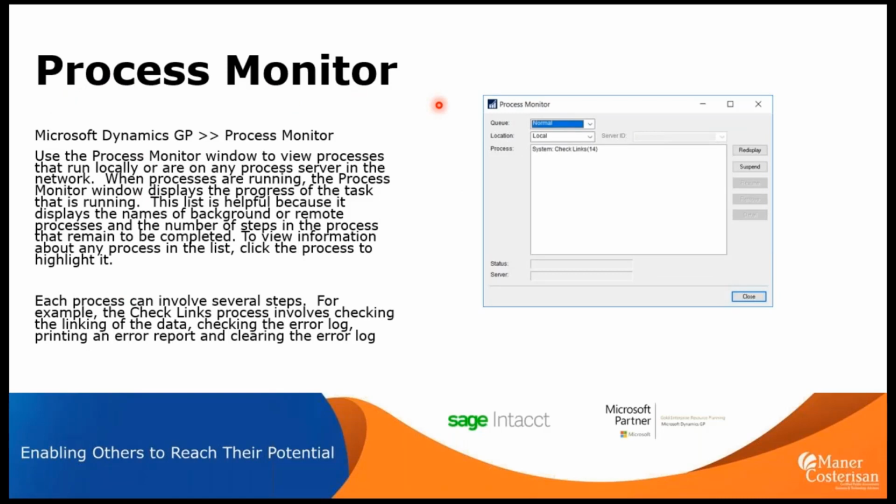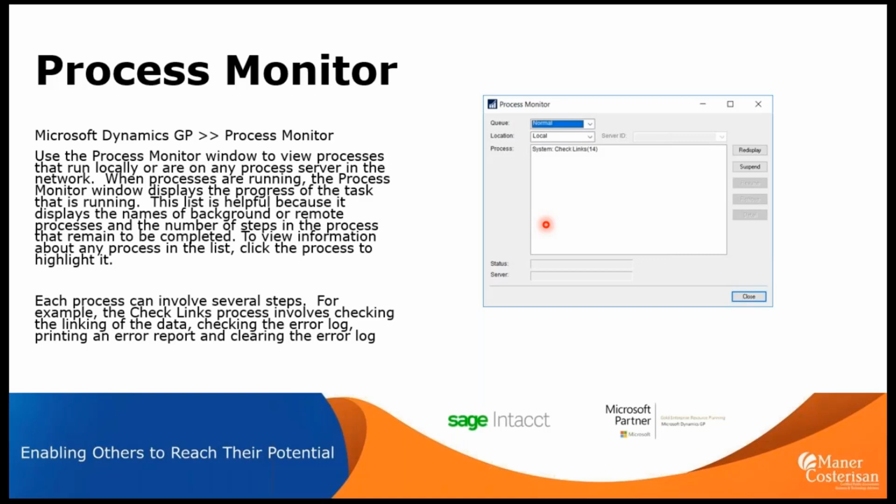Process monitor. This is a big thing that people need to remember to go check if their GP appears to be stuck. The process monitor will list all the processes that are running right in that time in your current session. Sometimes when you run an age trial balance and it's not popping up immediately, you wonder why. And you wonder if you've clicked it 4, 5, or 20 times.